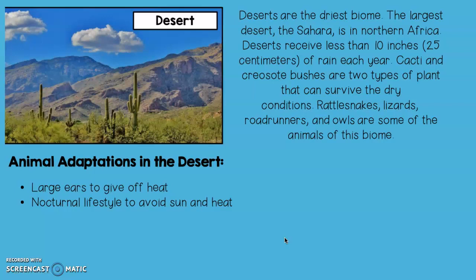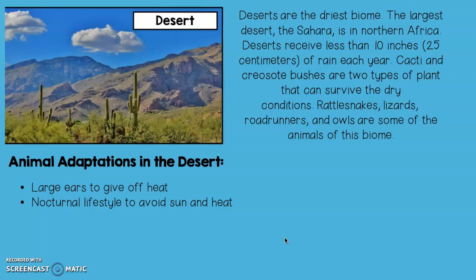Next, we have the desert. Deserts are the driest biome. The largest desert, the Sahara, is in northern Africa. Deserts receive less than 10 inches or 25 centimeters of rain each year. Cacti and creosote bushes are 2 types of plant that can survive the dry conditions in the desert. Rattlesnakes, lizards, roadrunners, and owls are some of the animals of this biome.